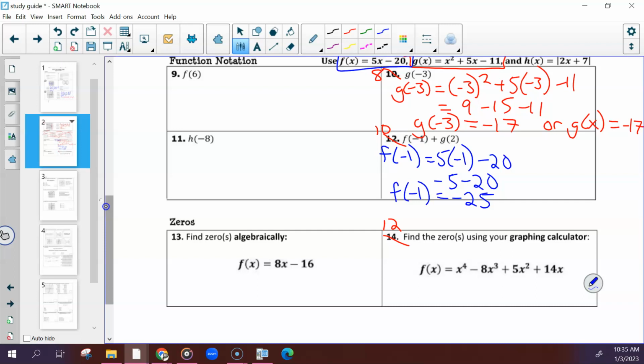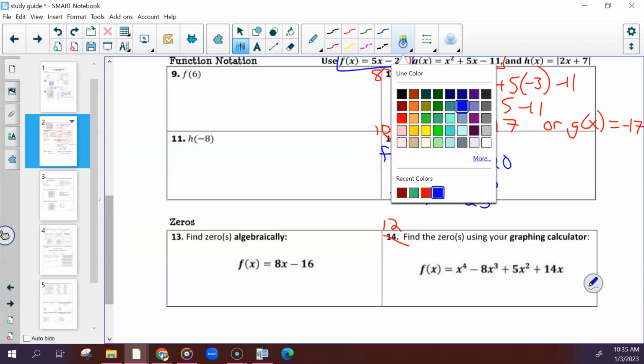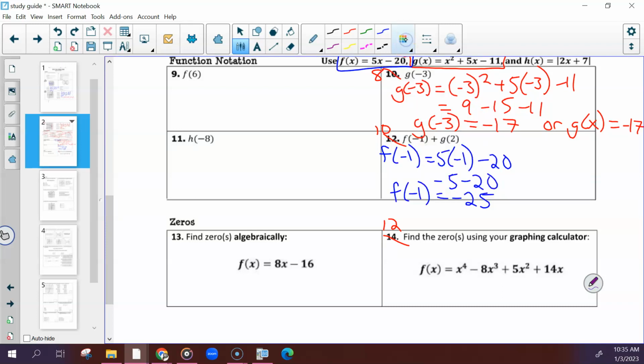Do that same thing for the other one, for the g of 2. So g of 2 equals 2 squared plus 5 times 2 minus 11. Or 4 plus 10 minus 11. 14 minus 11 is 3.